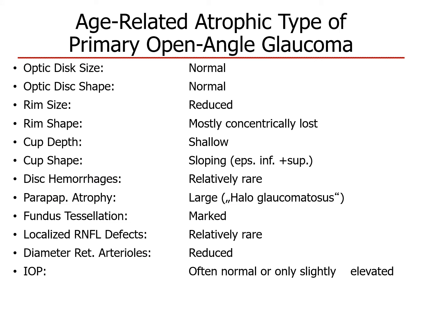The senile sclerotic, or age-related atrophy, type of primary open-angle glaucoma is characterized by normal size, normal optic disc shape, reduction of rim area, cup depth that appears shallow, cup shape sloping, rare disc hemorrhages, large peripapillary atrophy, relatively rare localized defects, reduced diameter of retinal arteries, and IOP is often normal or slightly elevated.